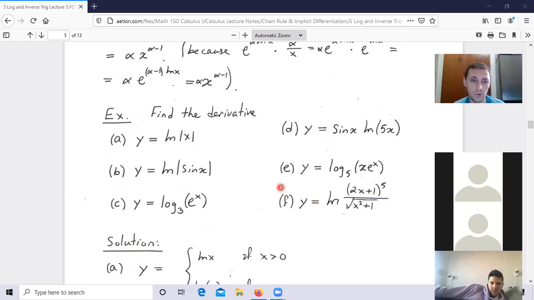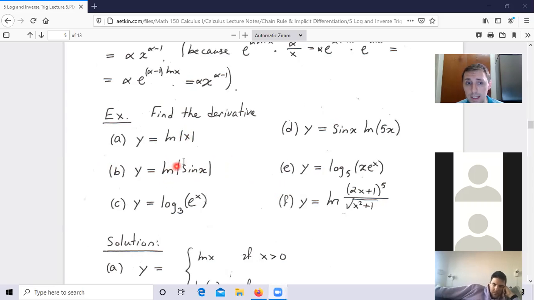How many of you understood it? All right, so part b: y equals ln of sine x. What's the derivative? You see, we already know the derivative of ln of absolute value of x.